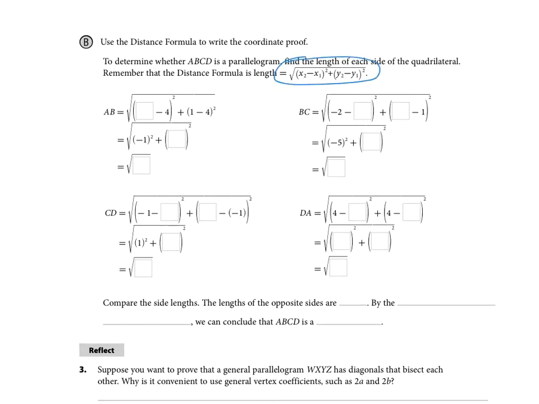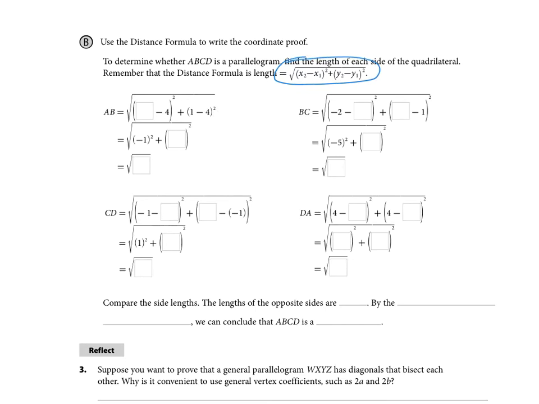Remember, it's the square root of x2 minus x1 squared plus y2 minus y1 squared. So it's the same subtractions that you're doing in the slope formula. It's just that you are squaring them and adding them together and then taking the square root. Okay, so let's fill in what we need here.